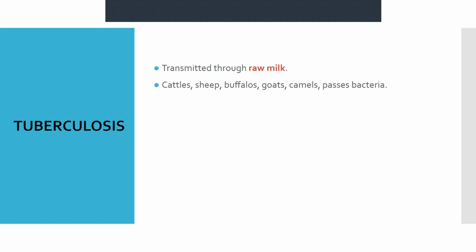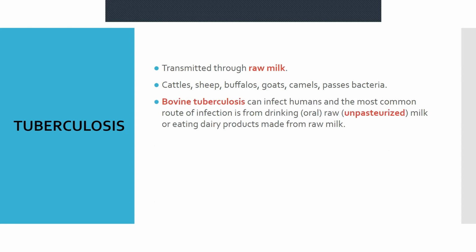Next comes tuberculosis. Tuberculosis is transmitted through raw milk. Cattle, sheep, buffaloes, goats, and camels can pass this bacteria. Bovine tuberculosis can infect humans, and the most common route of infection is drinking unpasteurized milk orally, or taking sweets or other dairy products made of unpasteurized milk.